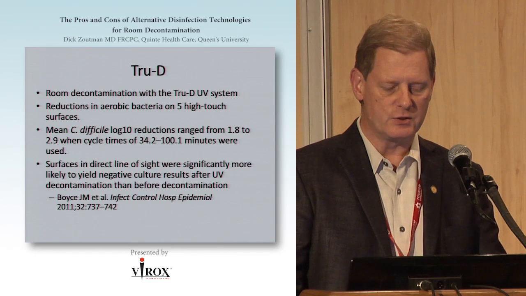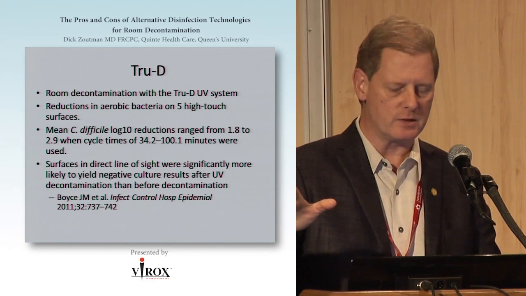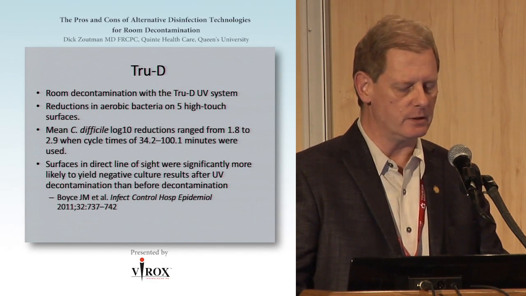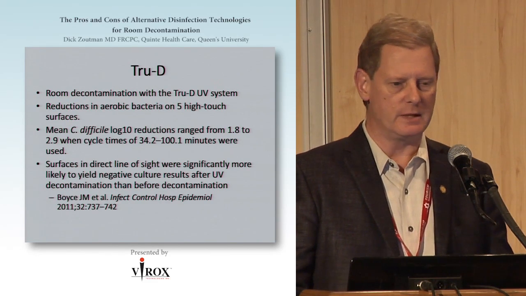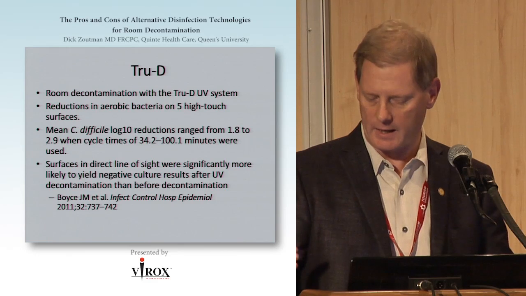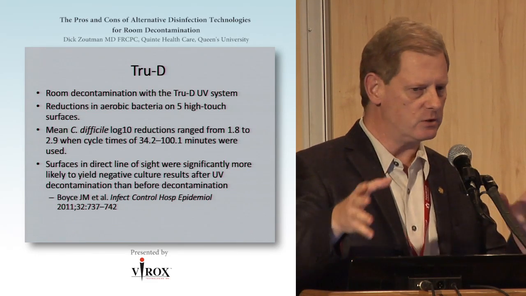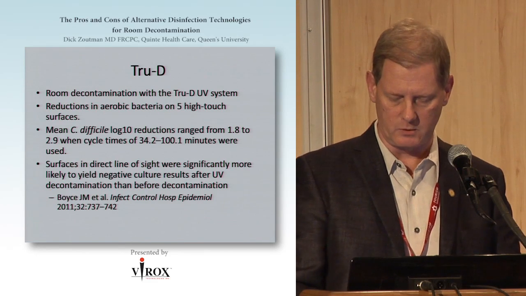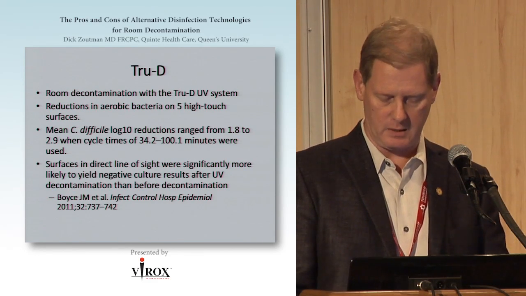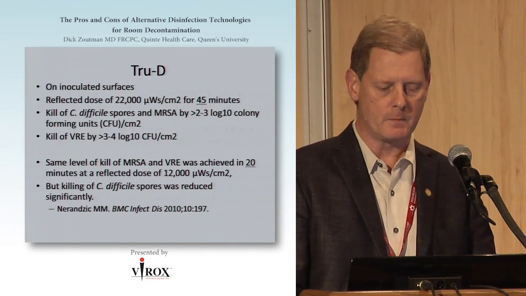The surfaces that are in the direct line of sight were significantly more likely to yield negative cultures after UV decontamination than before decontamination, meaning that those that are not in the line of sight are an issue, and there's often the need to reposition the unit, for example, in the bathroom, or as you know, many hospital rooms are not square, right? So there can be issues with line of sight.